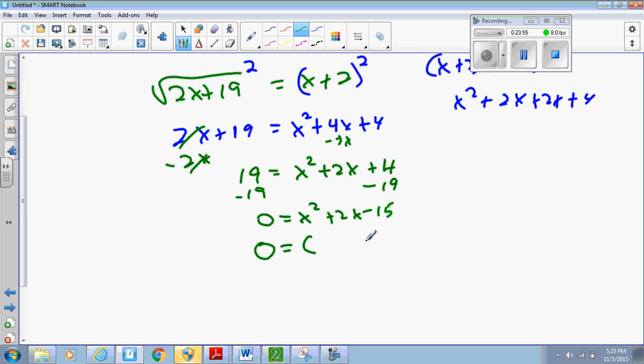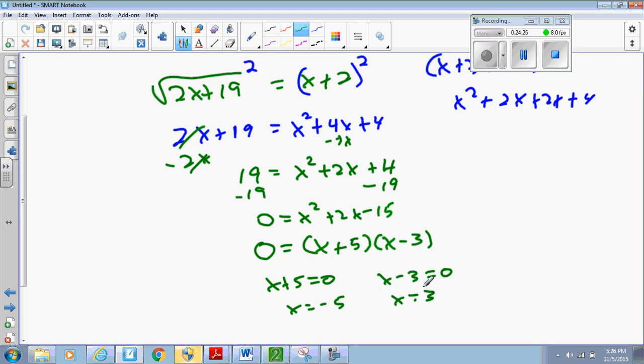0 equals, parentheses, I'm going to try x and x. I'm looking for numbers that multiply to 15 and subtract to 2. That works out to be 5 and 3. Now the bigger number always gets this sign right here, which in this case is plus, and this is minus. Now I haven't solved it yet. I haven't solved it till I write x plus 5 equals 0, in which case x equals negative 5. x minus 3 equals 0, x equals 3.